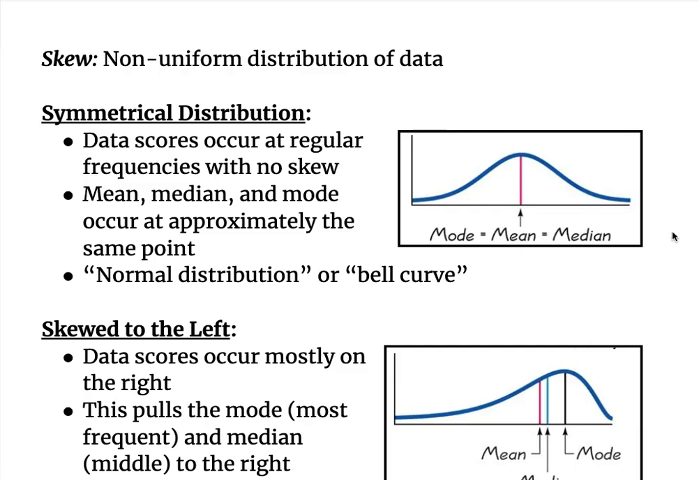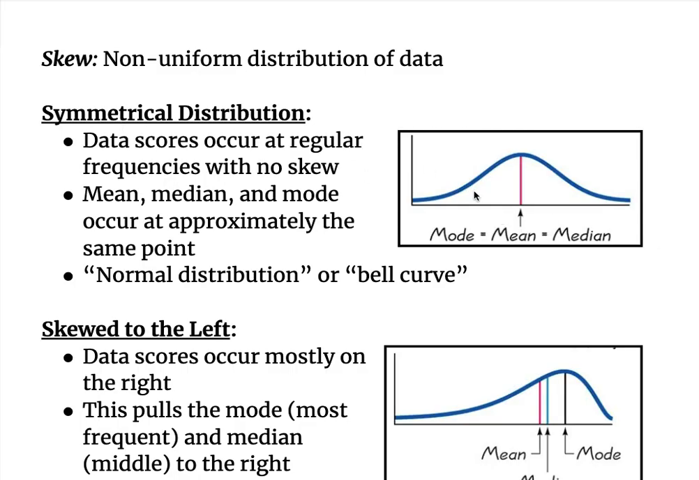So in a symmetrical distribution, data scores occur at regular frequencies with no skews. Skew again means non-uniform distribution. This is uniform. This is normal. The mean, median, and mode, all of our measures of central tendency, occur at approximately the same point, which is the middle. That's what's normal, typical. This is also called the bell curve because it looks like the shape of a bell, roughly. So if you hear normal distribution or bell curve, it's the symmetrical distribution.